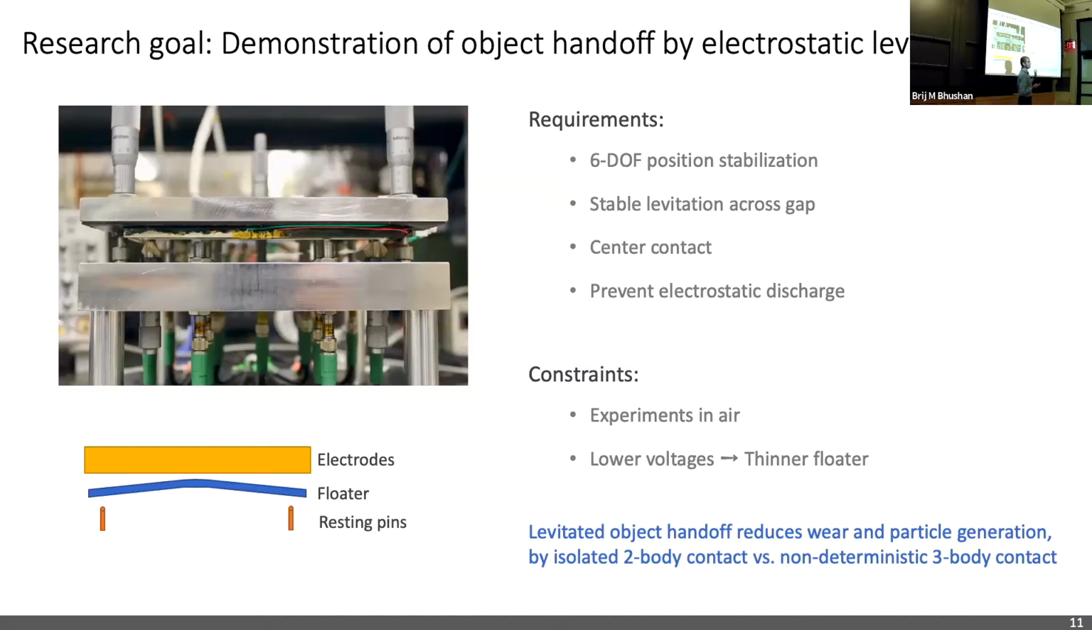The constraints are, we wanted to do the experiments in air. The final setup would work in vacuum on the machines that we saw earlier. But we wanted to limit our experiments to air because it would be much easier for an experimental setup to work with air. And we can still prove the feasibility of the concept that way. Now, because we are working in air, we are limited to much lower operating voltages, which in turn means that we cannot levitate the reticle that I've passed around, and we have to work with thinner floaters. So for my experiments, I used 400 micron thick aluminum sheets as my floater.